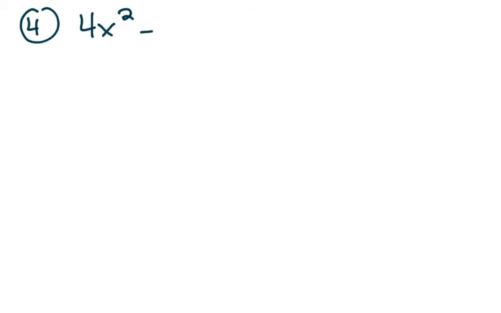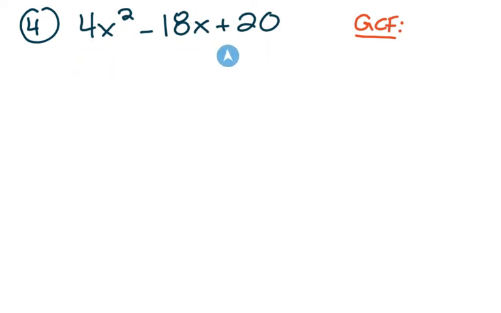Number 4, 4x squared minus 18x plus 20. So do you remember what the first step in factoring was that we mentioned in the last video? Your first step in factoring is always to check for a GCF, your greatest common factor. So here, I have a greatest common factor that goes into all 3 terms. The biggest number that goes into 4x squared, 18x, and 20 is 2. So the first thing I'm going to do is factor out a 2.